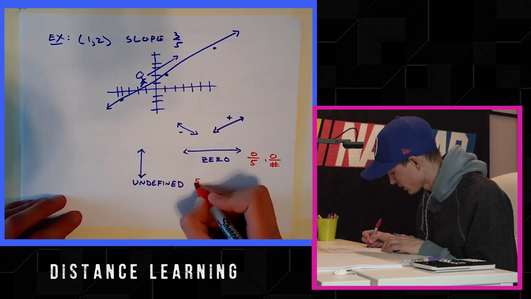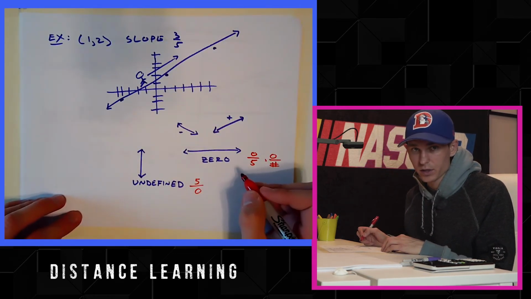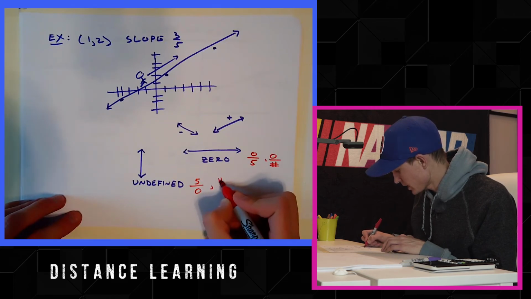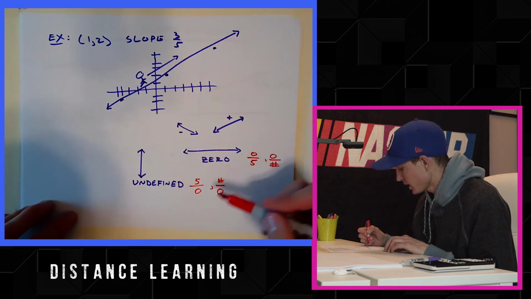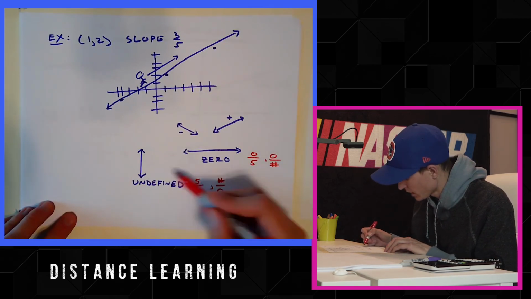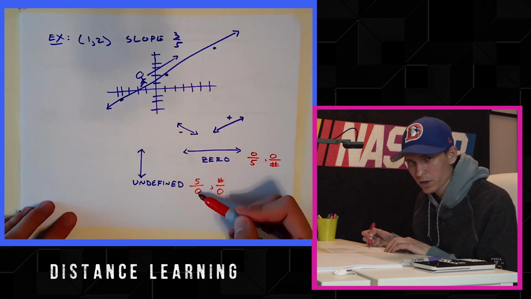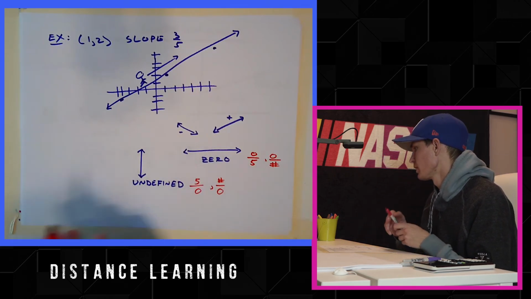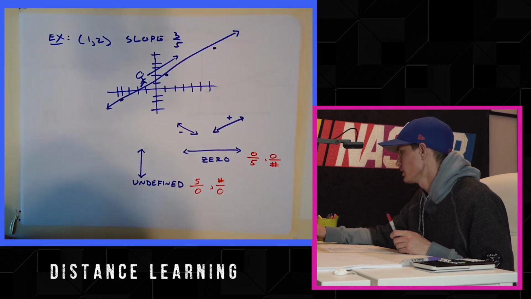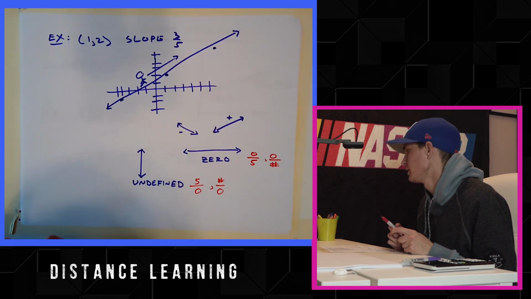Undefined, however, the 0 is on the bottom. So any number might be on top, but 0 on the bottom, that is undefined. Do not write down 0 for this. If you get a number over 0, it is not a 0 slope. It is undefined slope. Is there anything difficult for us in this section?